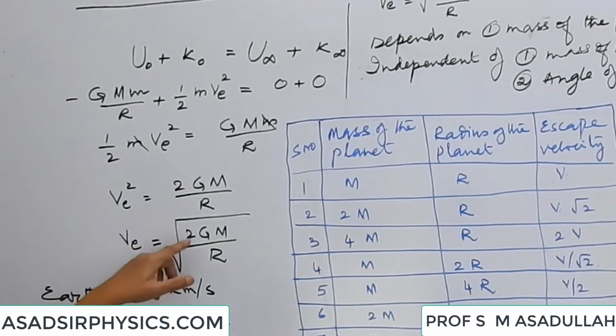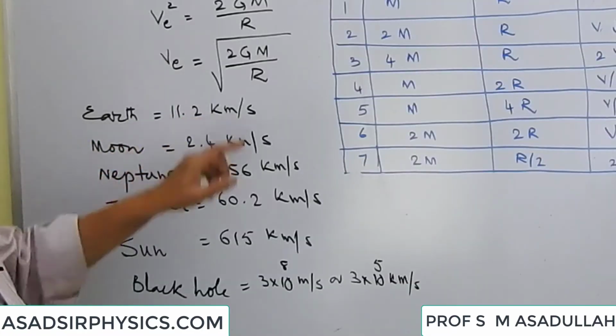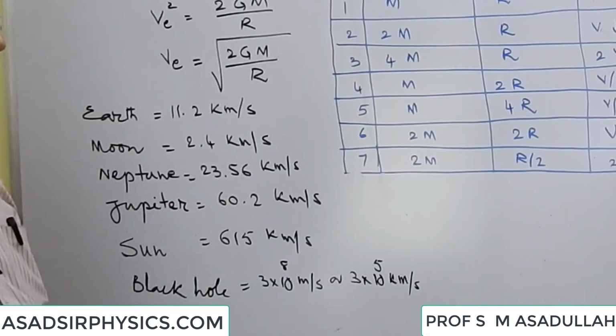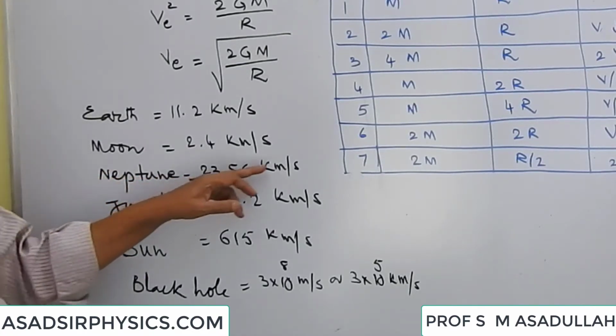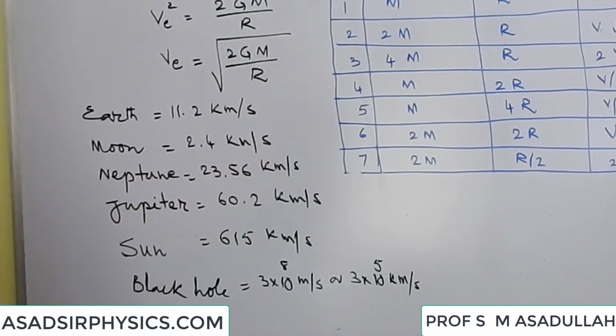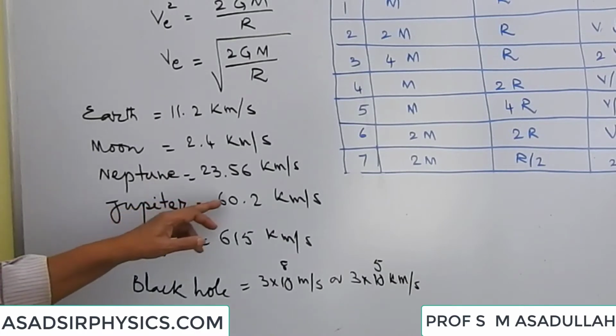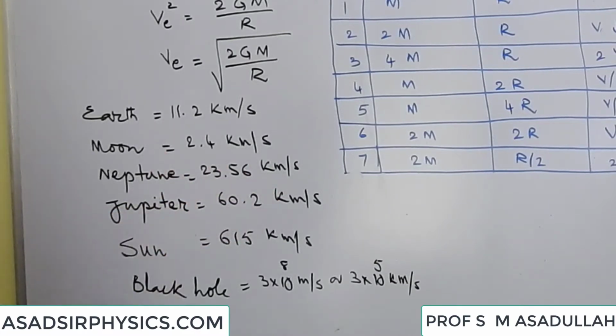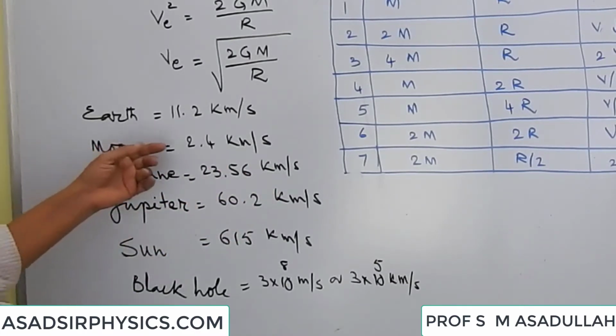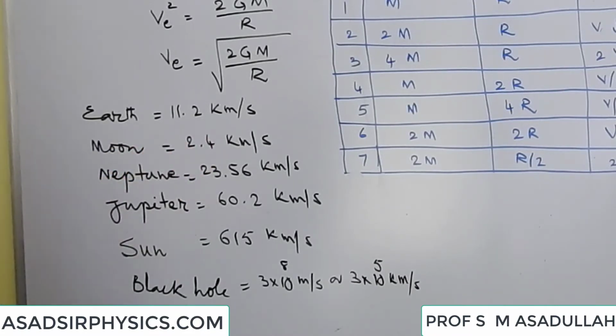On substituting the value of G, mass of the Earth and radius of the Earth, we get the escape velocity as 11.2 kilometers per second. The escape velocity is different on different planets. On planet Neptune, it is 23.56 kilometers per second. On Jupiter, it is 60.2 kilometers per second. On the moon, it is just 2.4 kilometers per second. On the sun, it is 615 kilometers per second.